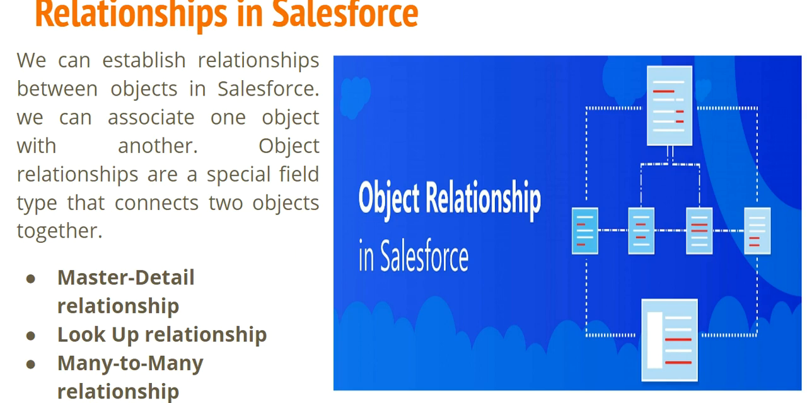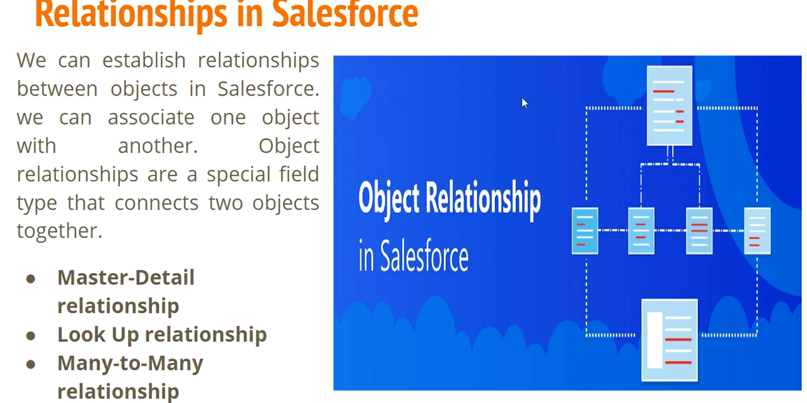So basically in this video we will discuss the master detail relationship and lookup relationship. And if you're talking about the many to many relationship, this is also a kind of relationship where more than two objects connect to each other, in which two objects are connected with the same object, and the third object is called the junction object. We will talk about the junction object in another video, and here we are going to discuss the master detail relationship and lookup relationship.